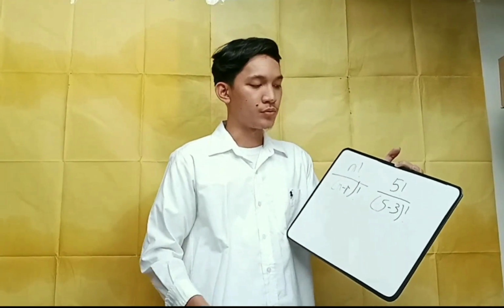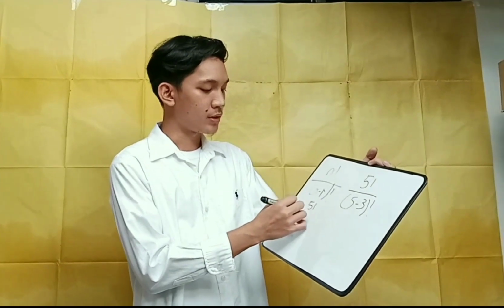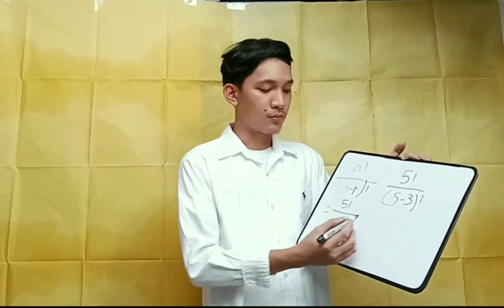So I'm going to solve this. I'm going to put the 5 factorial again. So 5 minus 3 equals 2 factorial.